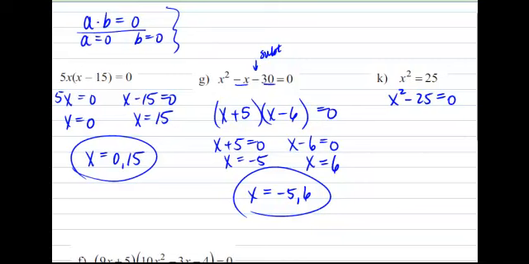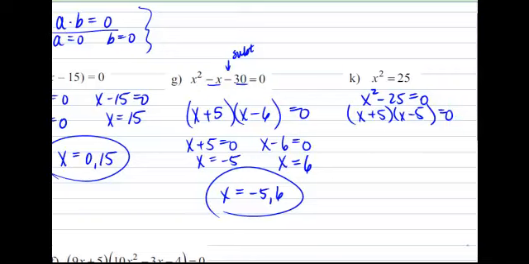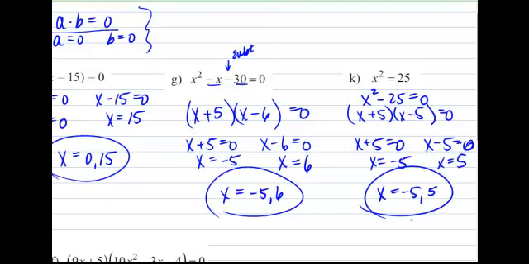Remember, this is a binomial, or two terms, and the first and the last term are both perfect squares. So this is going to factor into x plus 5, x minus 5 equals 0. So I have x plus 5 equals 0, x minus 5 equals 0. Now, x is equal to negative 5 and positive 5. So that's how we want to write it.